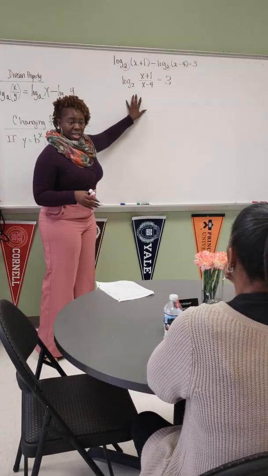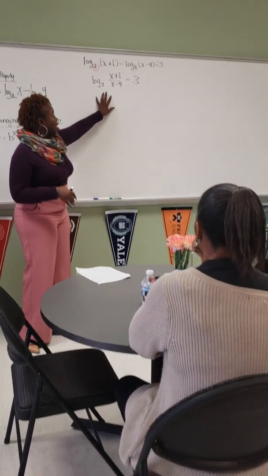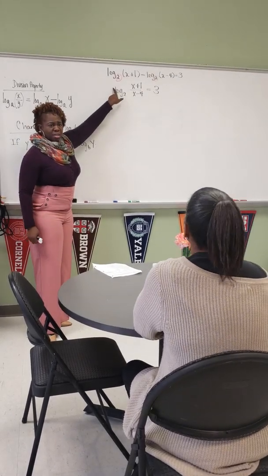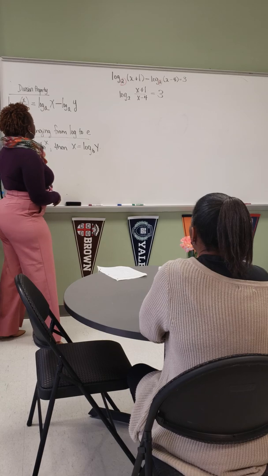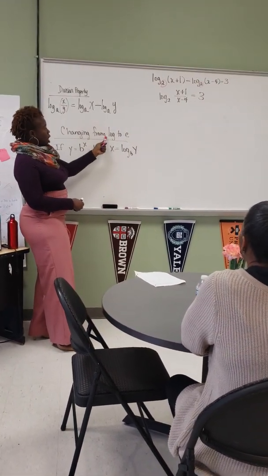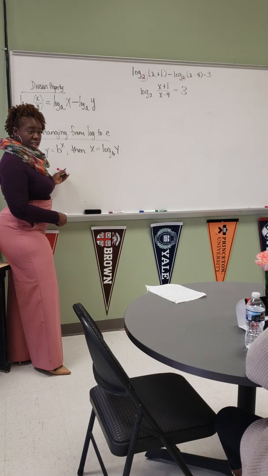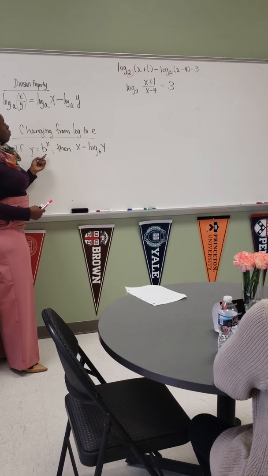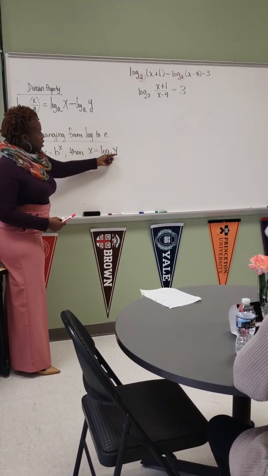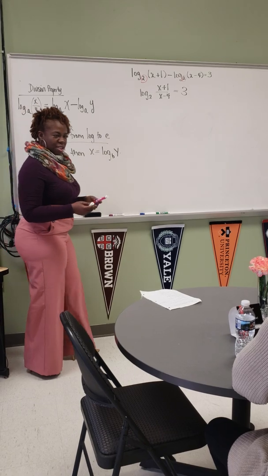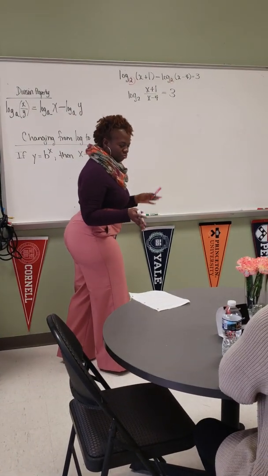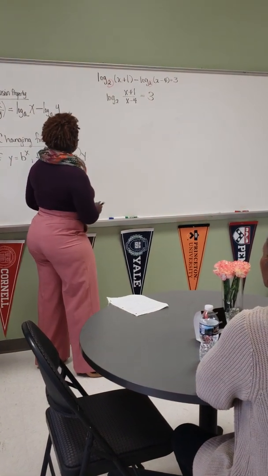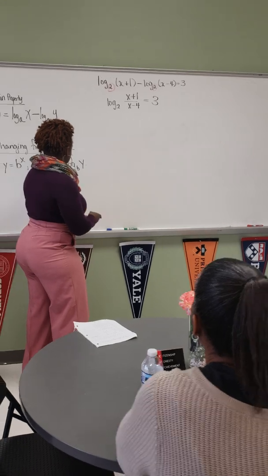So once you get past that with the kids and you explain it's a rule, and we come to here, then they say, well, what can I do with this log? It's in the way. So to change from log to exponential form, because we're in exponential functions as well, we normally teach the two together. If y is equal to b to the x, then x equals log b of y. Remember that from a long time ago? Years ago.